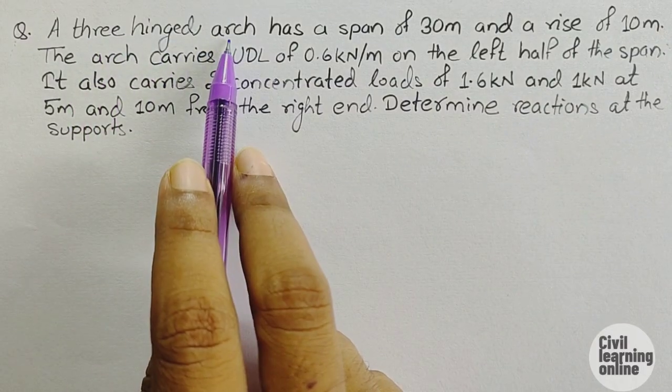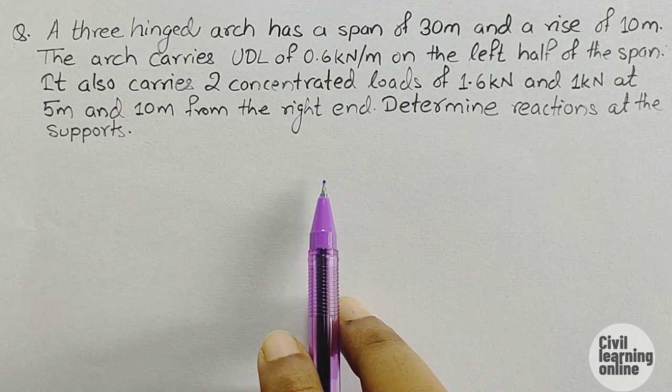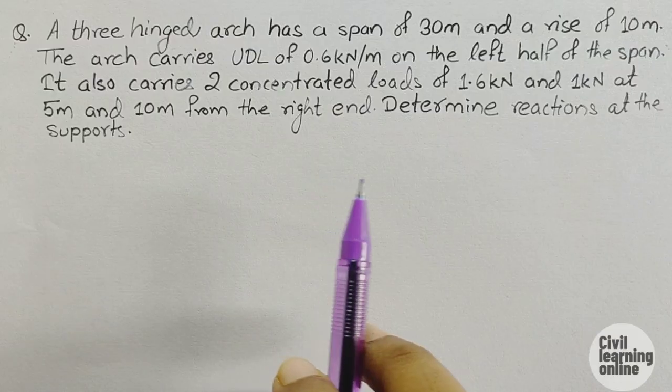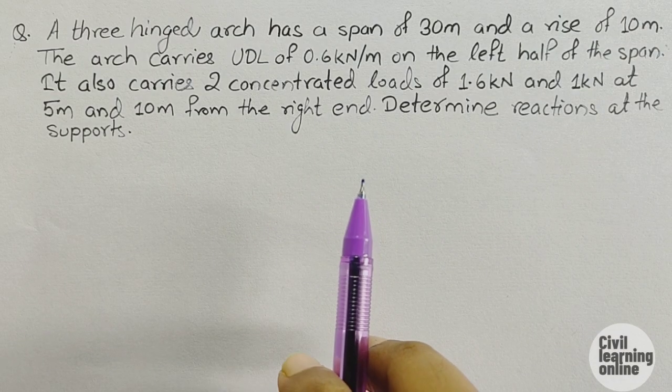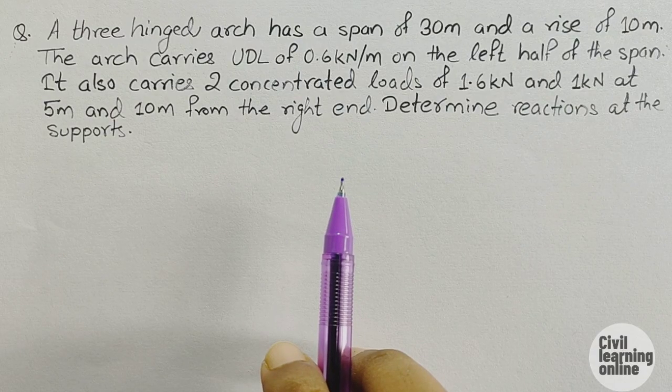As we all know, a three-hinge arch is a determinate structure. It means we can analyze the three-hinge arch using the equations of static equilibrium, and I will be adding some videos related to three-hinge arch which are sufficient to clarify all the doubts and to solve any types of numerical related to three-hinge arch.